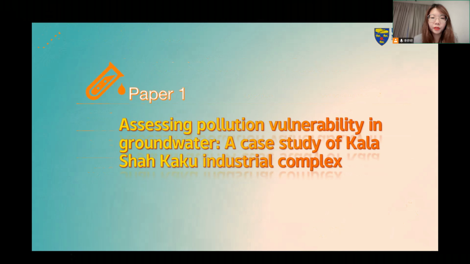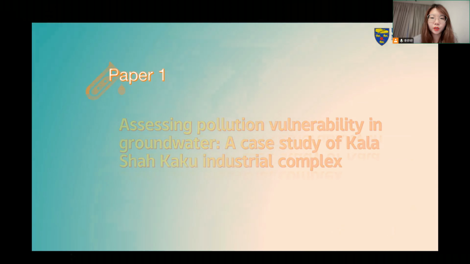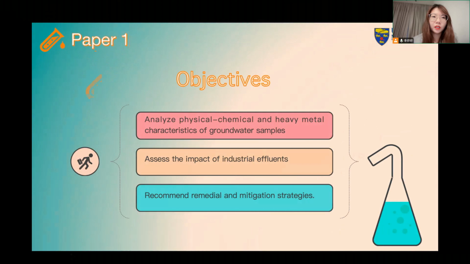The first paper investigates groundwater quality near an industrial zone in Pakistan. The paper's objectives: the first is to analyze the physical, chemical, and environmental characteristics of groundwater samples. Second is to assess the impact of industrial influence. The last objective is to recommend remedy and mitigation strategies.